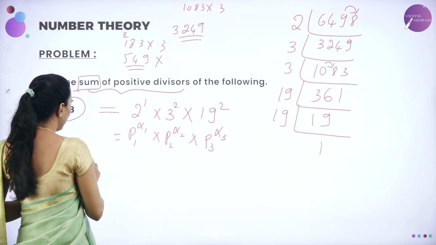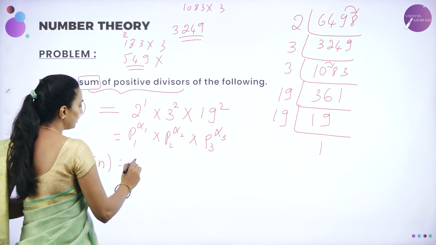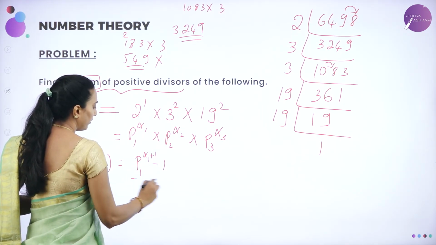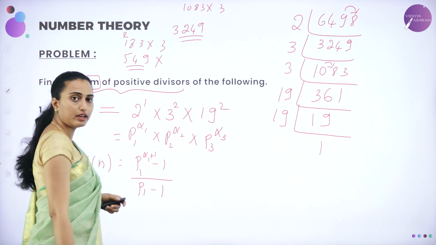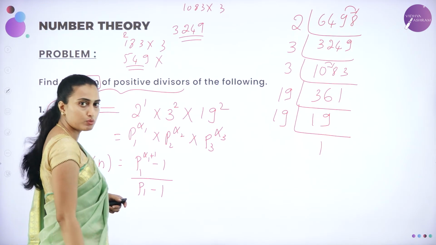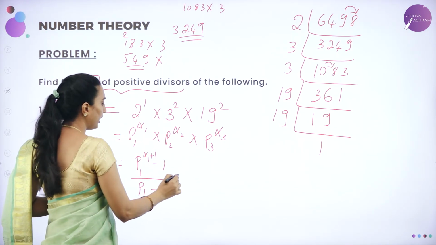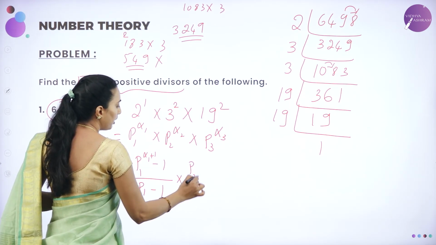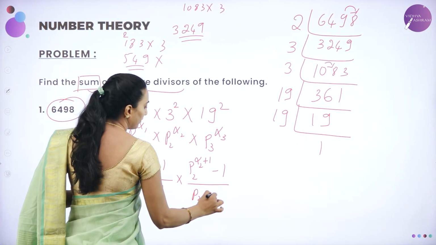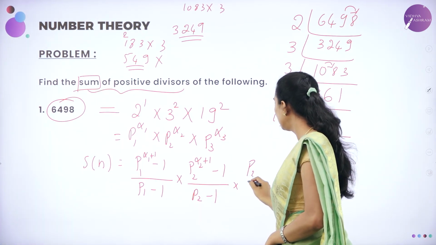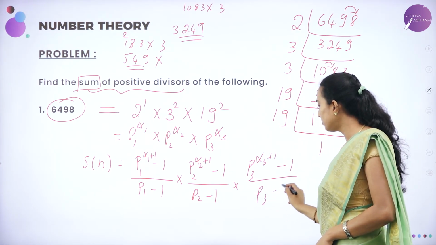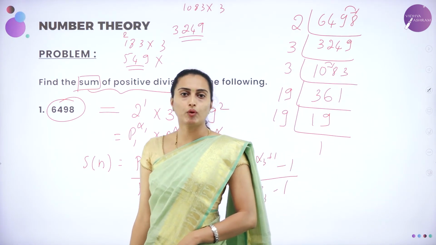You are going to have S of n equal to P1 power alpha 1 plus 1 minus 1 divided by P1 minus 1, correct? Up to Pn power alpha n plus 1 minus 1 by Pn minus 1. But here only till 3 is there. I am going to write it till 3, into P2 power alpha 2 plus 1 minus 1 divided by P2 minus 1, into P3 power alpha 3 plus 1 minus 1 divided by P3 minus 1. Now let us substitute here. What happens? Let us check out.